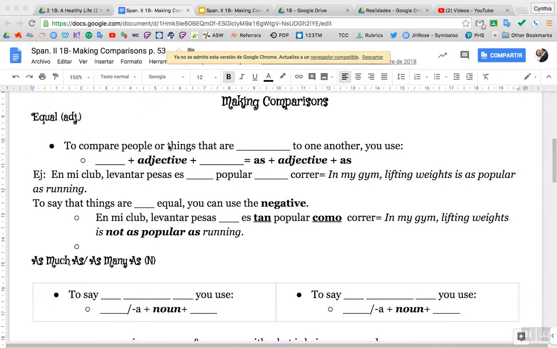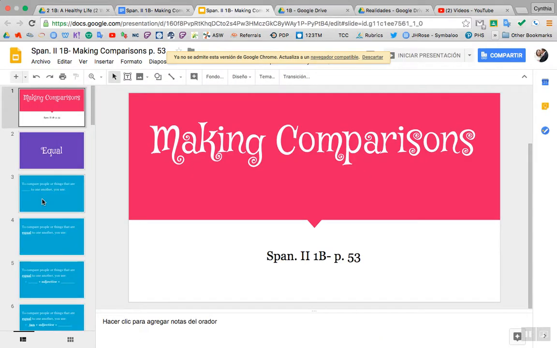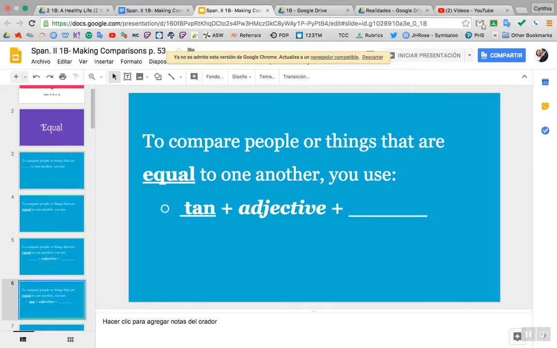To compare people or things that are equal to one another, we're going to use, let me go to my PowerPoint, tan plus an adjective plus como. Now the key here is that we're comparing an adjective about the two. So something is as pretty as, something is as smart as, whatever your adjective is in this case. We're going to use tan plus the adjective plus como.